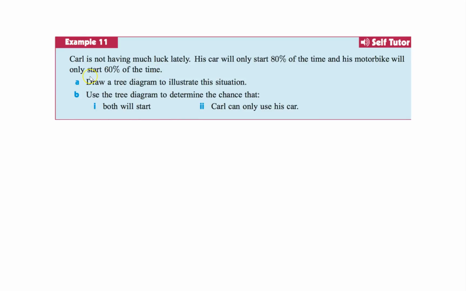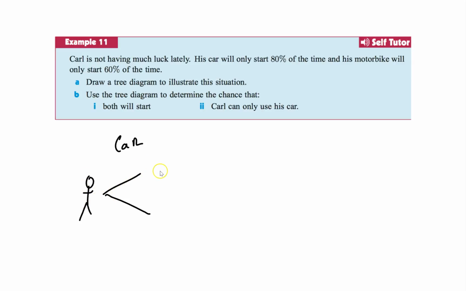So in this problem, Carl's not having much luck today. His car only starts 80% of the time, and his motorbike starts 60% of the time. So first I want to draw a tree diagram. So let's start like this. Let's say this is the car. It doesn't matter which one you start with first. Right? I like to draw us so you know, because a lot of people tend to put something here. I just want you to know, no, that's us deciding.